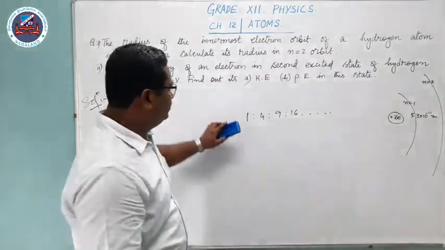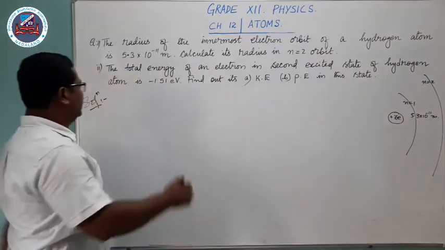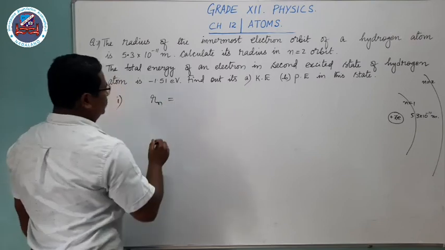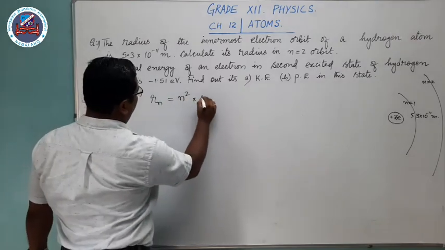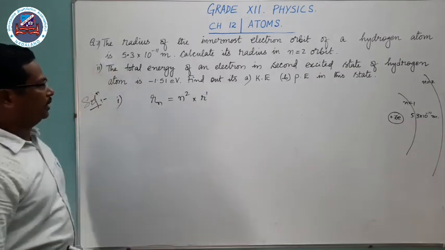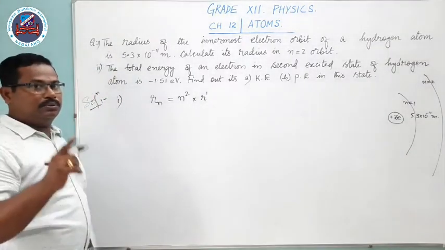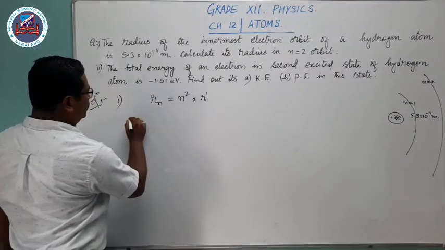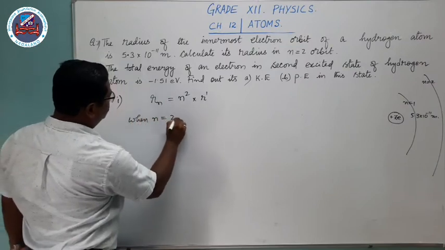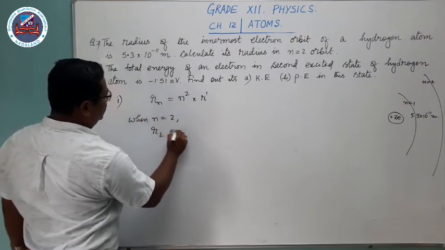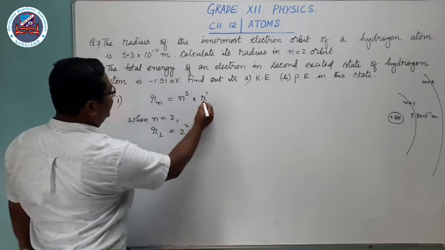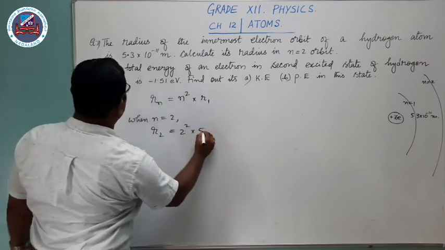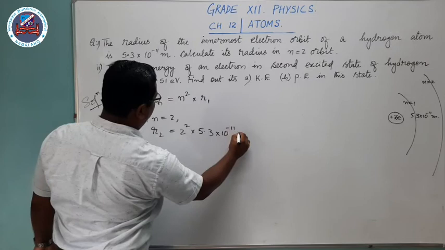Let me write it down now. The general formula you can make like this also: the radius in the nth orbit is Rn = n² times r1. 1 squared is 1, 2 squared is 4. So if you put n equal to 2, R2 will become 2 squared times R1, which is given to you already, 5.3 × 10^-11 meter.